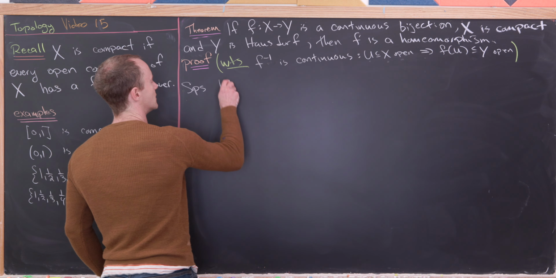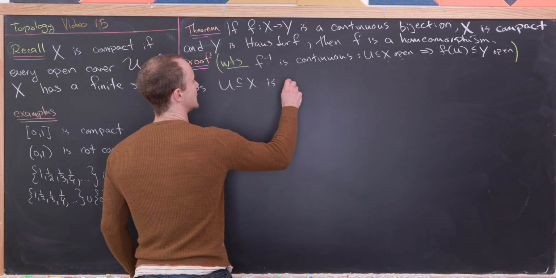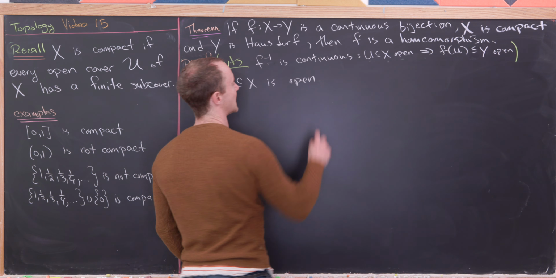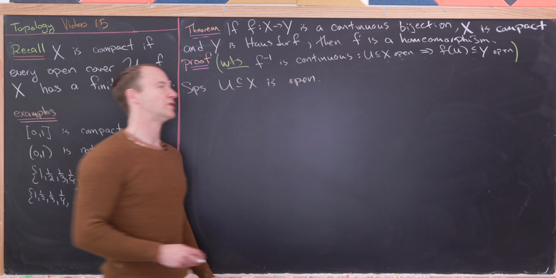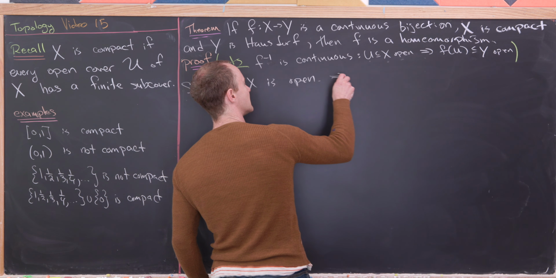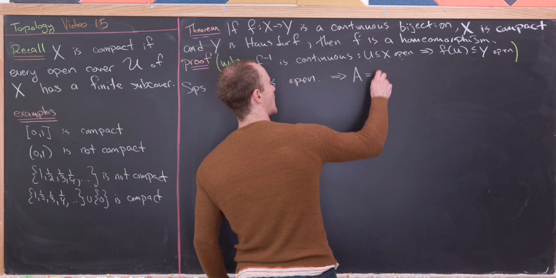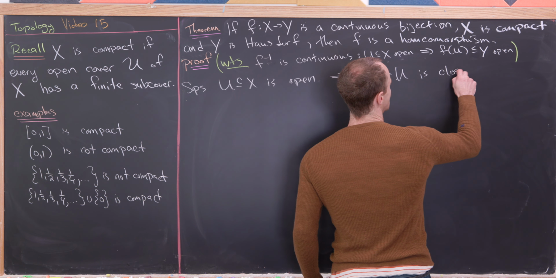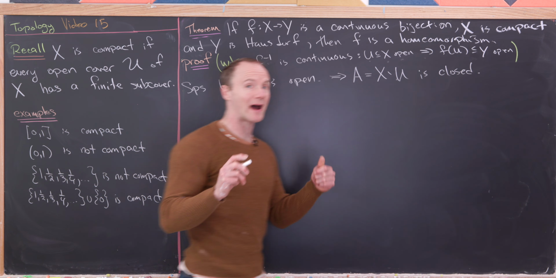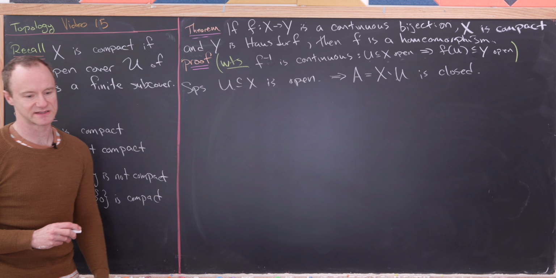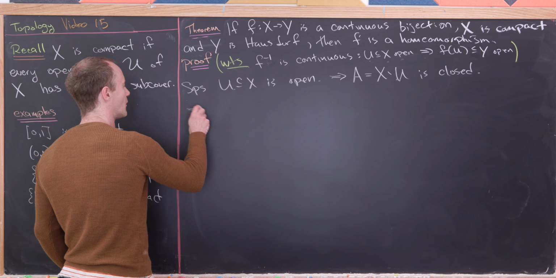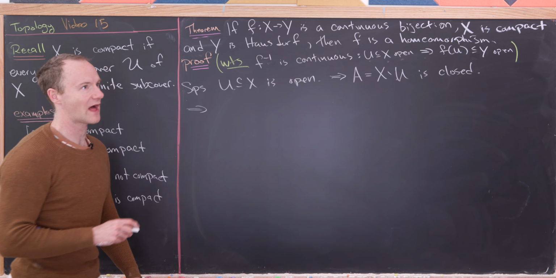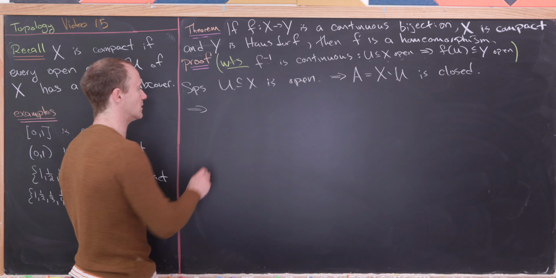So let's suppose that U is an open subset of X. Notice that if it's an open subset of X, then its complement, X minus U, is closed. That's by the definition, or the duality, of closed and open sets. Okay, so now we're going to use some results either from last time or just a few minutes ago.